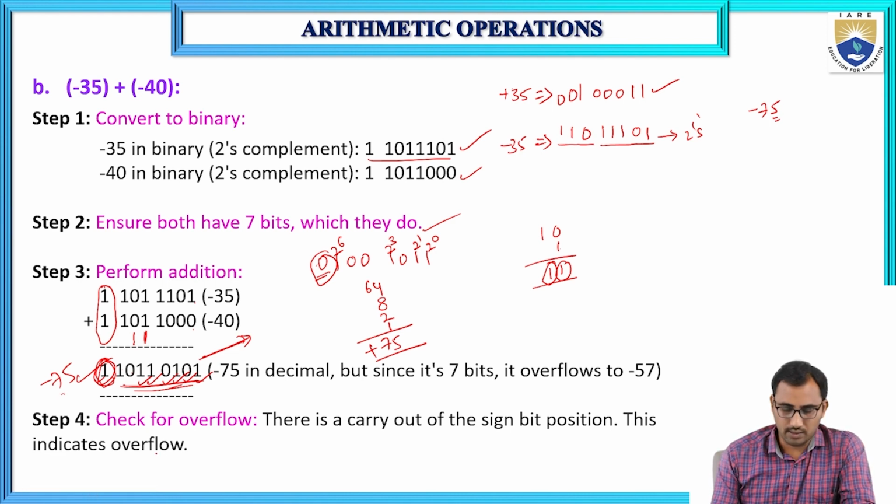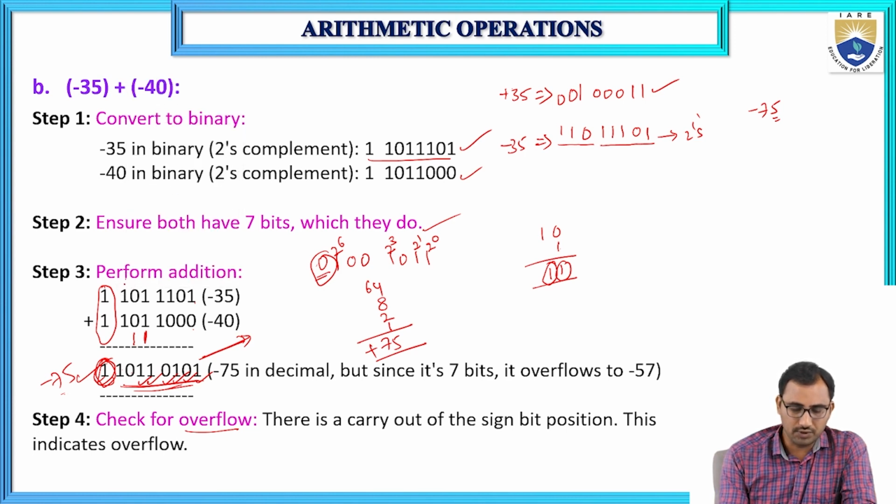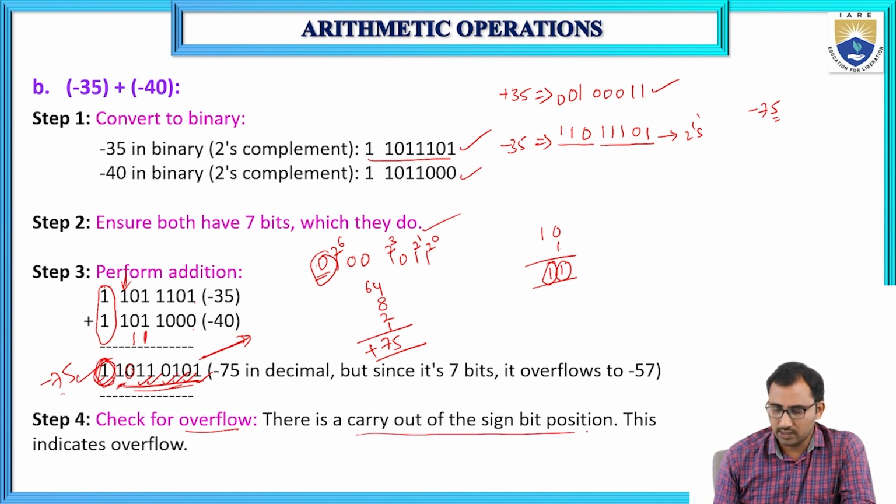And here, see here, check for overflow. So in this case there is an overflow, because if you see the 7th bit, if you add 1 and 1, you will get 1, 0. But actually we have to get 7 bits only. Instead of 7 bits, we got an 8th bit. So the 8th bit is the overflow. So the carry out of the sign bit indicates overflow.